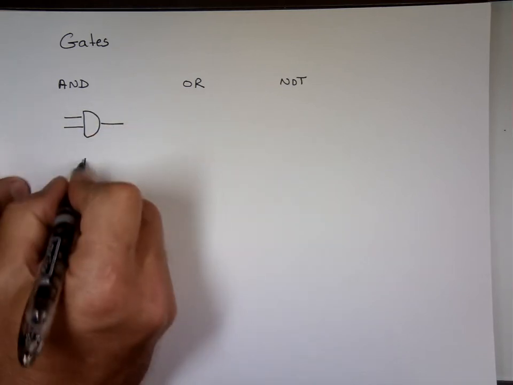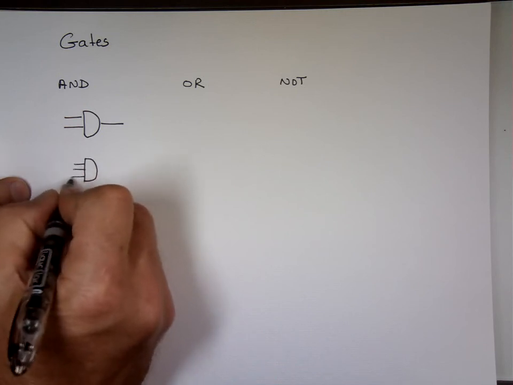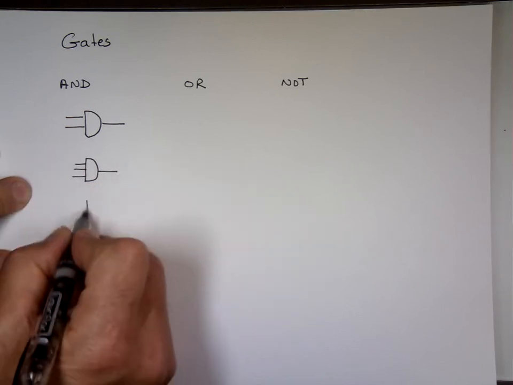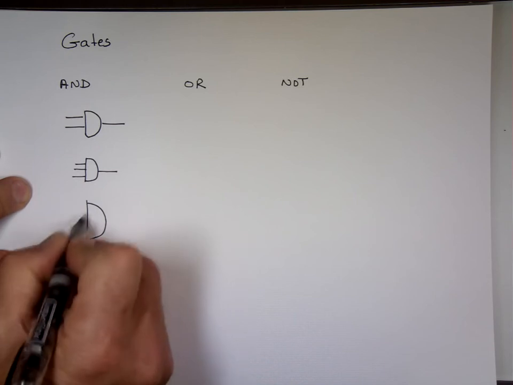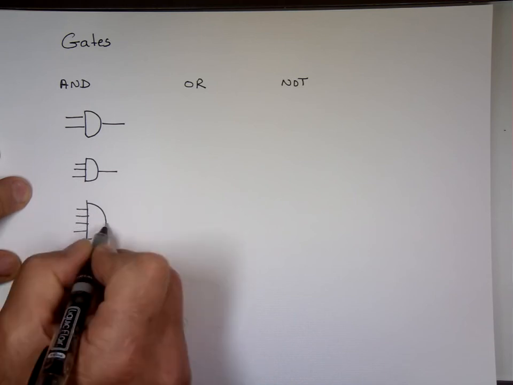If it's a 3-input AND gate, it will look like this. If it's a 4-input AND gate, it will look like this. Has 4 inputs and 1 output.